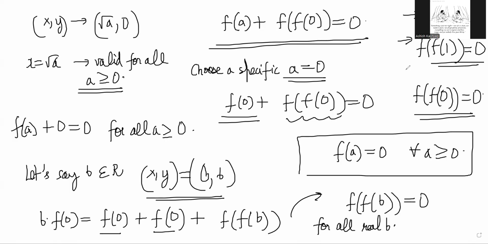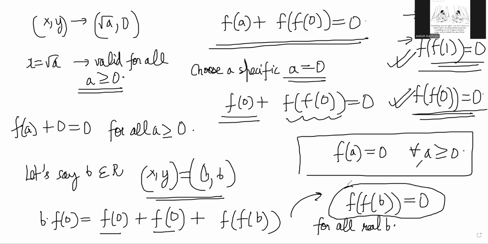Notice that that's why we got two of these as 0, right? So we have proved that f of b is 0 for all real b, right? Great. So notice what information we have. We have f of 0 is 0, this is 0, this is 0, this is 0 for all real b, and f of a is 0 for all a which are positive, right? Now only thing to consider is the negative values.